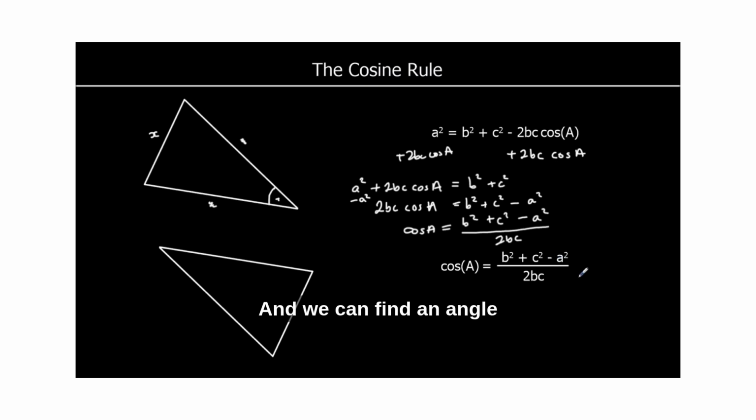And we can find an angle in a triangle when we know all three of the sides. So when we know all three sides of a triangle, we can work out any of the angles using the cosine rule. So let's have a look at how this works.